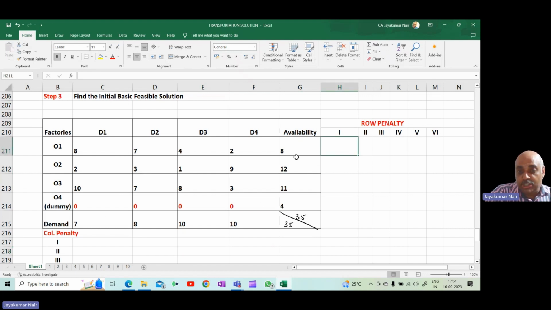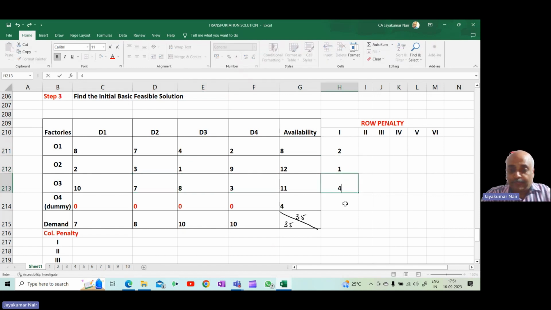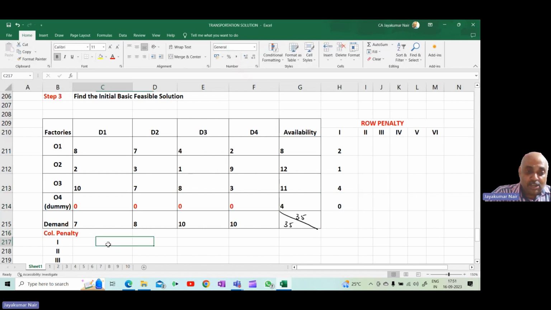Okay. Now, again, the same procedure. You have to calculate what is the penalty cost, row penalty and the column penalty. What is row penalty? The least cost cell and the next least cost cell. What is the difference? It's 2. Because 2, the next least cost is 4, the difference between the two. Here it's 1 and 2, the difference is 1. And here it is 3 and 7, the difference is 4. Here 0 is the difference, penalty cost. And here column penalty will be 0 and 2 is 2, 0 and 3 is 3, 0 and 1 is 1, 0 and 2 is 2.